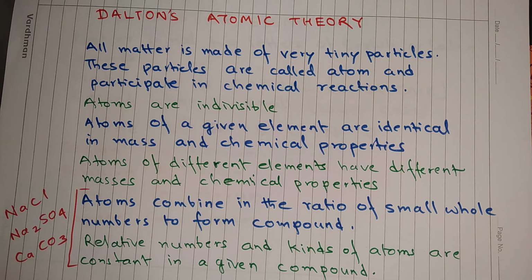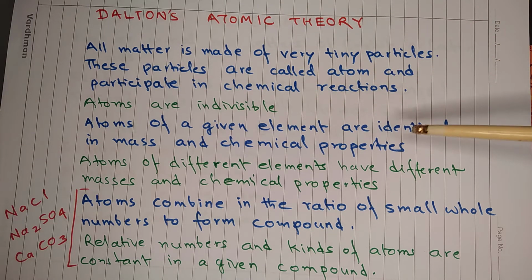This was true during Dalton's time. Now we know that atoms can be broken into electrons, protons or neutrons, but once we break the atom, the element no longer exists. So atom is the smallest particle of an element.